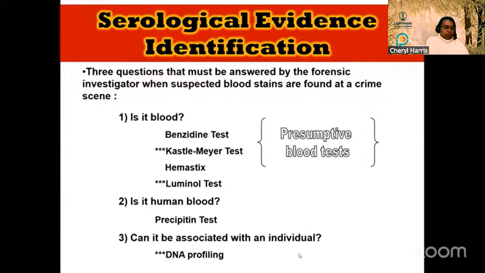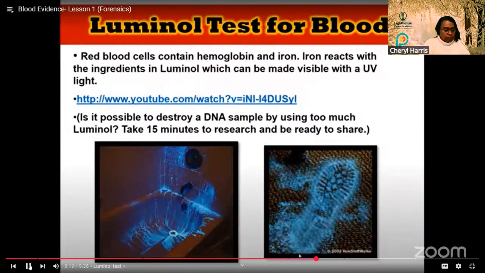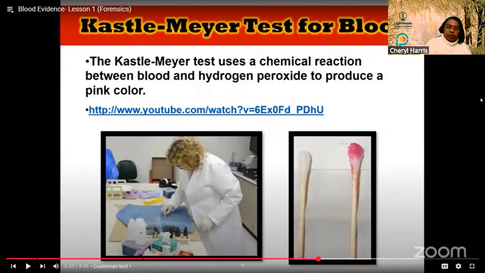All right, so this is just an example of the luminol test, which again is a presumptive blood test. It can be done on the scene. You don't have to wait days or weeks for the results to come back. You just need to know that blood, or red blood cells, contain hemoglobin and iron, and the iron is actually what reacts with the luminol. And with a UV light, it can be made to glow. You can see that in the picture here. All right, I'm going to pause it here and we'll pick up on this next class.